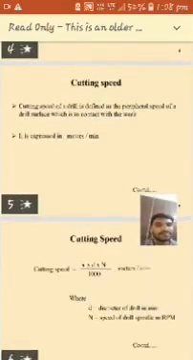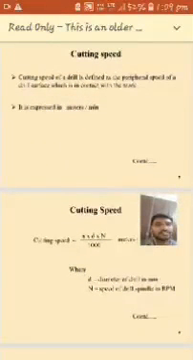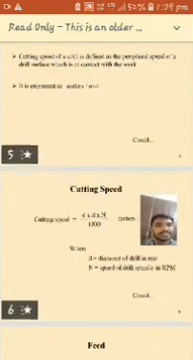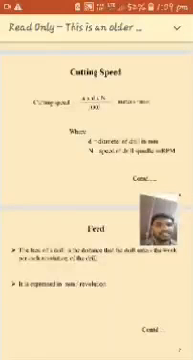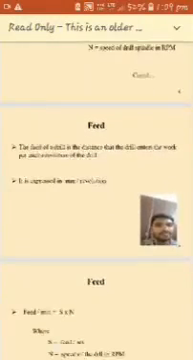One is cutting speed. The cutting speed of the drill is defined as the peripheral speed of the drill surface which is in contact with the work. It is expressed in meters per minute. The cutting speed is given by pi d n by 1000 in meters per minute, where d is the diameter of the drill in mm, and n is the speed of the drill spindle in rpm.